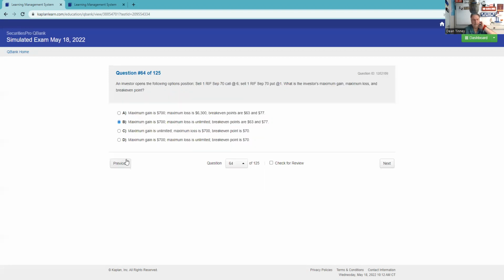By the way, the answer there is B. My maximum gain is the premium. Anytime I collect money for an option position, the best case is the contract expires and I keep it. And this is the only strategy on the exam in which you have 2 break evens.